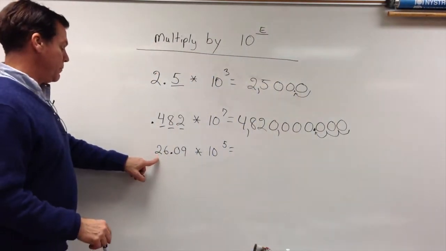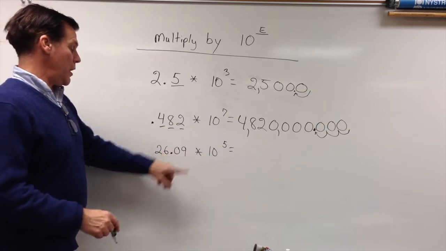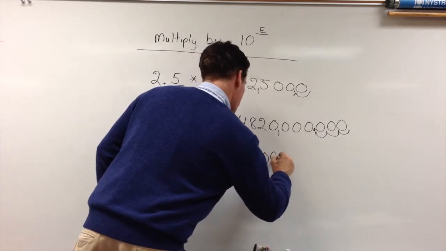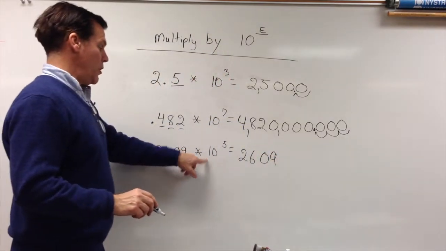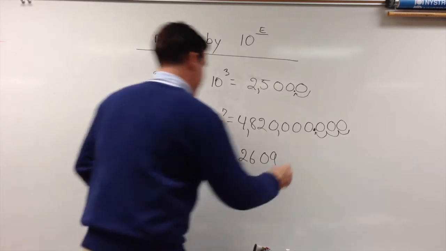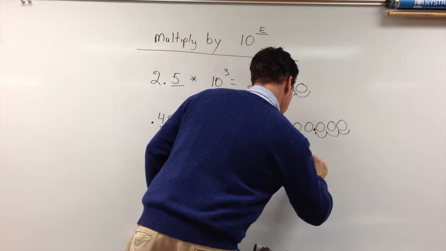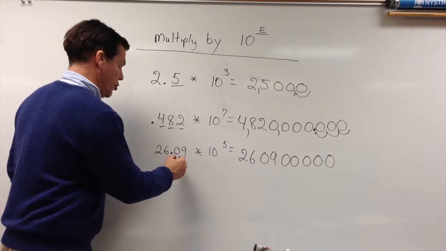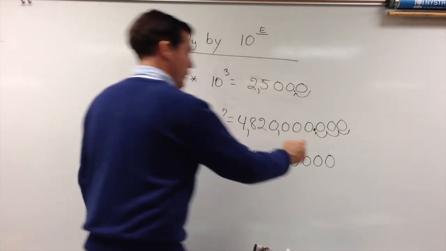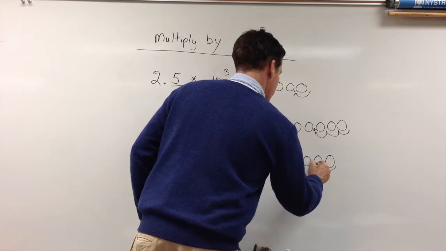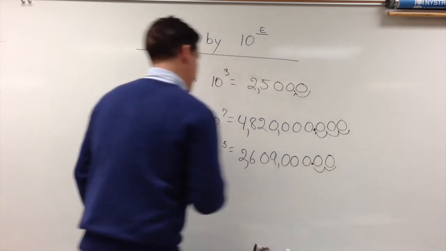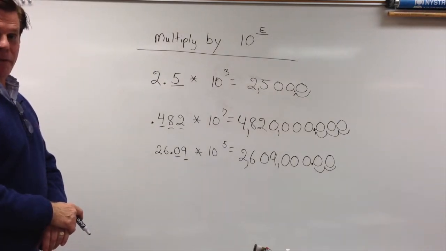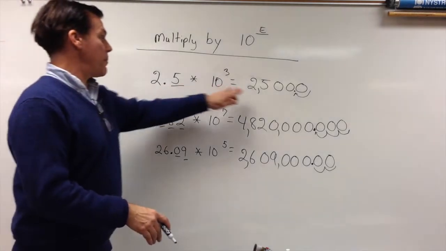Okay. Let's look at our next example. 26.09. I'm going to just write the number down: 2609, that's my number here. I'm going to add 5 zeros: 1, 2, 3, 4, 5 zeros. Now I'm going to look at my original problem. There are 2 decimal places in my problem, so I'm going to move in 2 decimal places. My answer is 2,609,000.